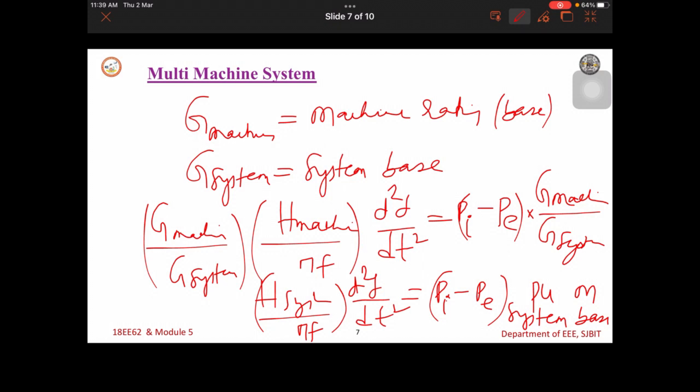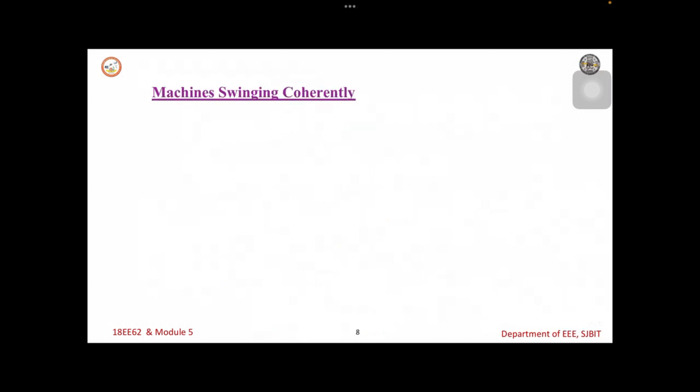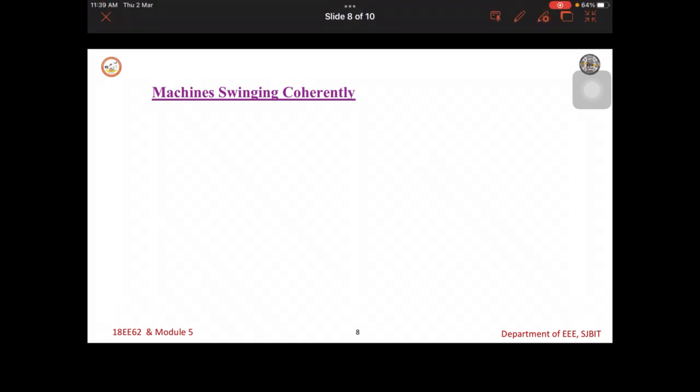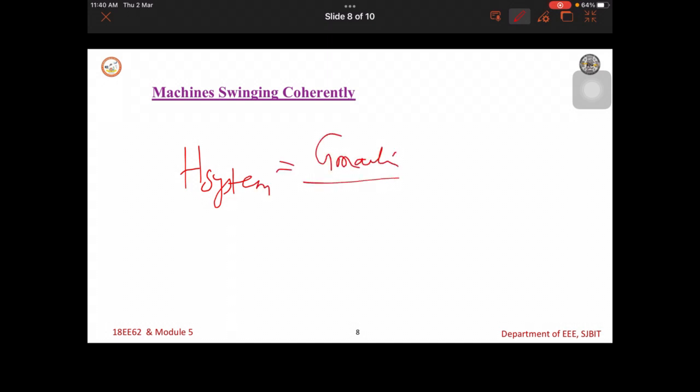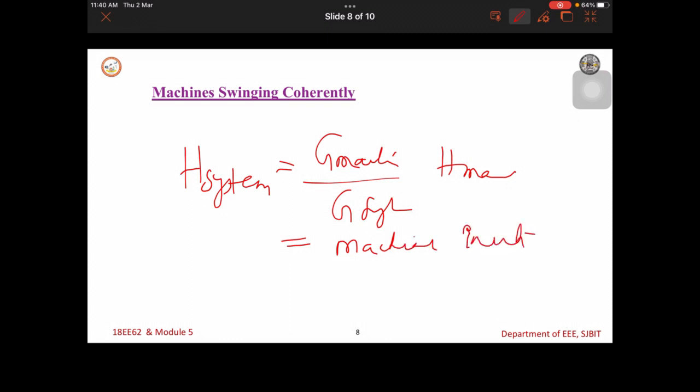So, here we have considered H system. H system is G machine divided by G system into H machine. This is called the machine inertia constant in system base.